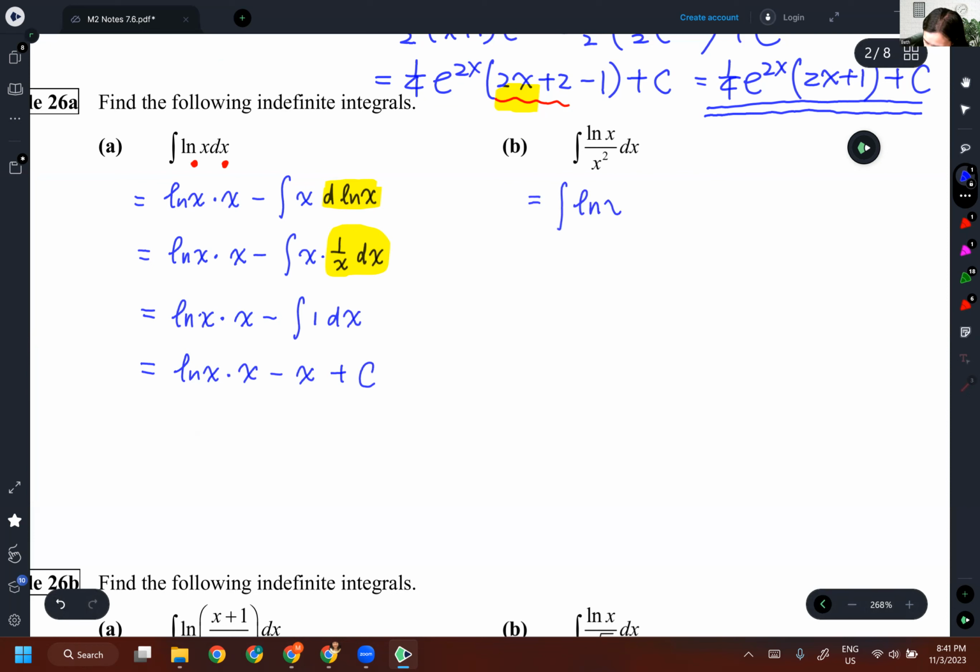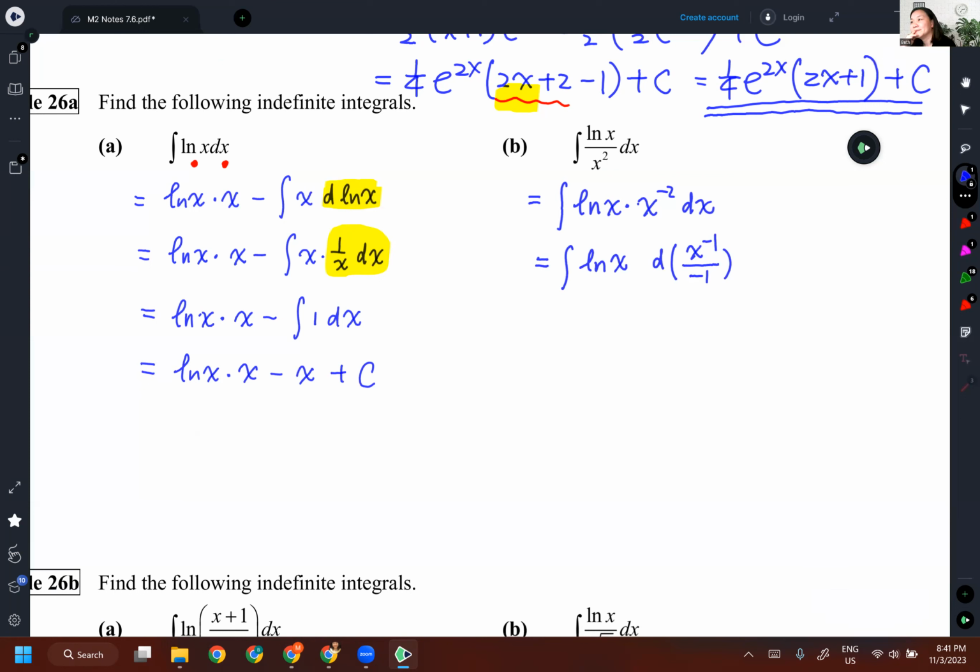For another example, this one is a mixture, obviously. It's log and, what do I call it, it's not a polynomial anymore. It's a fraction. It's a rational function. So log and rational function. For this one, I will integrate the rational first. For this one, it's d x negative 1 over negative 1. Sorry, I shouldn't. Do you see that?